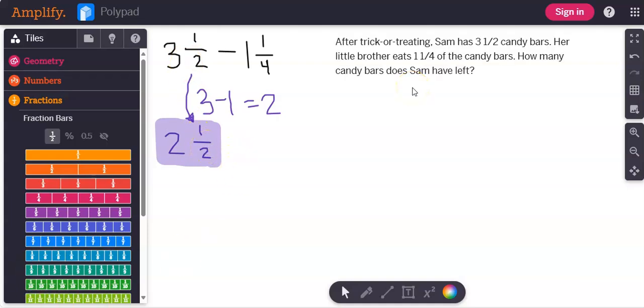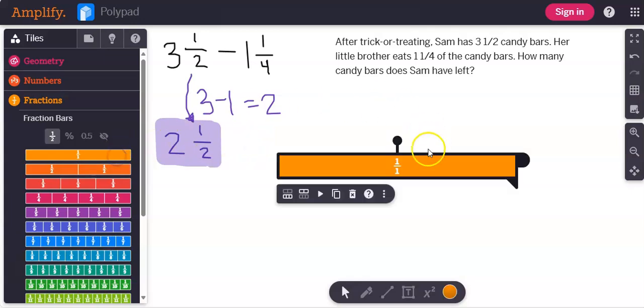To help the student understand this, we're going to use this story problem up here. So it says, after trick-or-treating, Sam has 3 1/2 candy bars. Her little brother eats 1 1/4 of the candy bars. How many candy bars does Sam have left? So, if we look here, we are starting with 3 1/2, which is the same thing over here in our equation. Her brother eats 1 1/4 of the candy bars. Look over here, we are taking away 1 1/4 of those candy bars. And then how many candy bars does Sam have left? That is what we are wanting to find out.